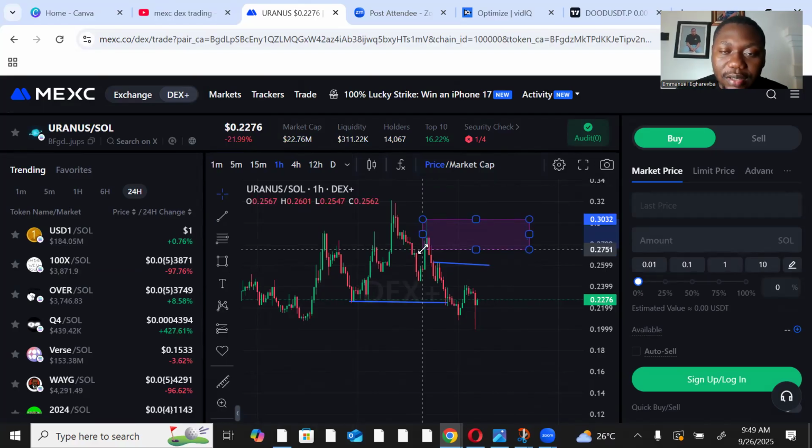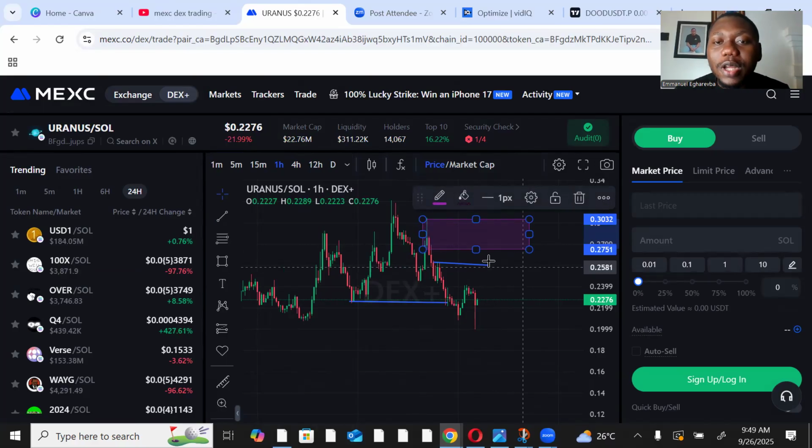So we have to be patient. We have to be patient to wait for these things to form fully. So we are looking out for what? Selling from this point of interest. This is where we should be selling from. Be selling from here, Uranus, Solana.